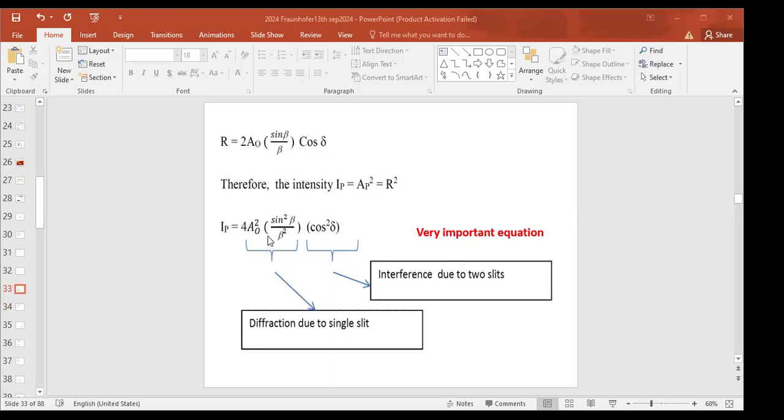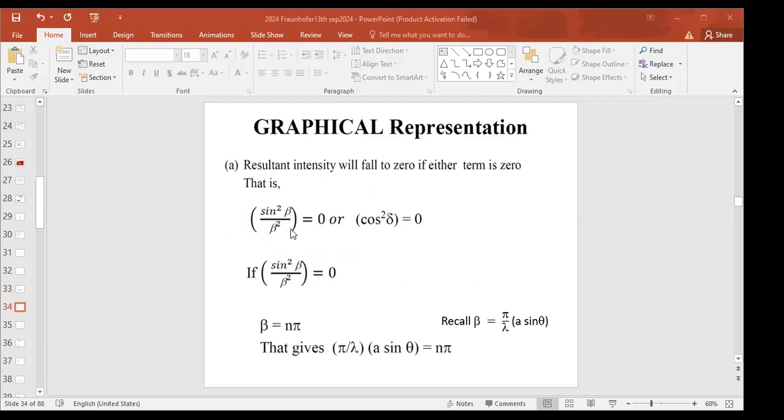We have two cases. Either this can be zero or this can be zero. So now we have to consider these two cases separately. That is what I have written here. Either this term can be zero or this term can be zero, then the intensity will be zero. Now we consider this term first.